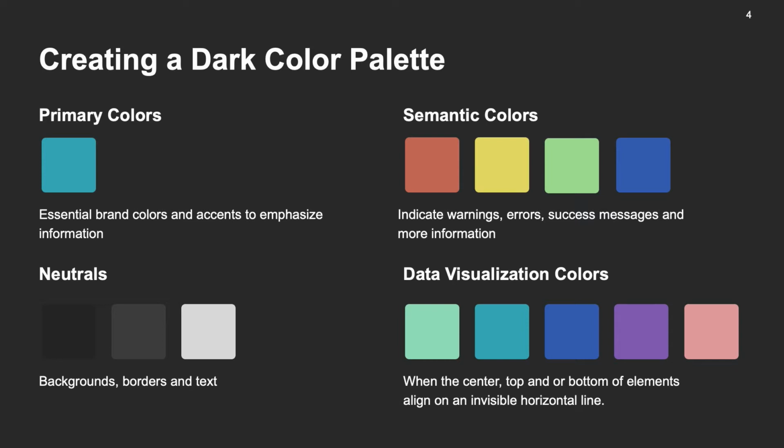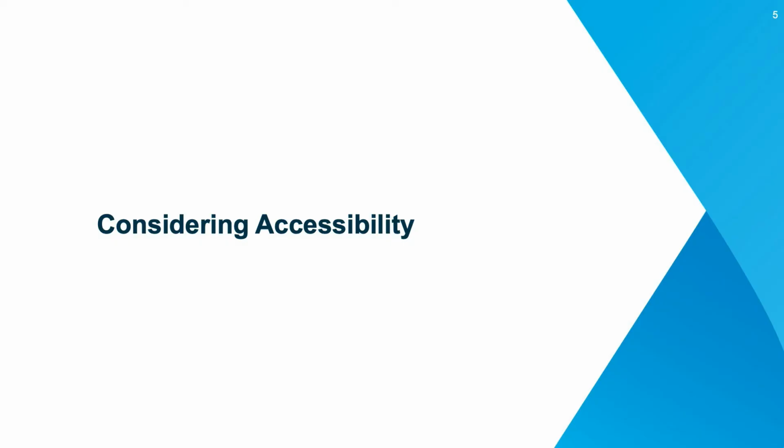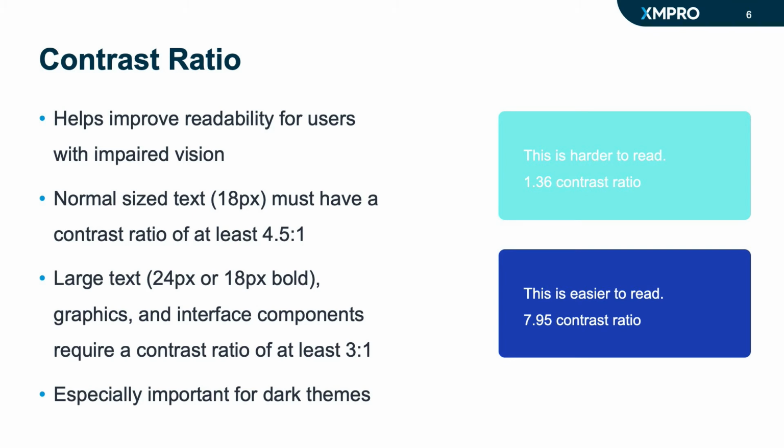One important thing that I haven't mentioned yet is that it's really important to consider accessibility when choosing a color palette. A good UI design is accessible to as many people as possible, and this includes low vision users. One way to help improve readability for users with vision restrictions is to use a contrast ratio, as recommended by the Web Content Accessibility Guidelines.